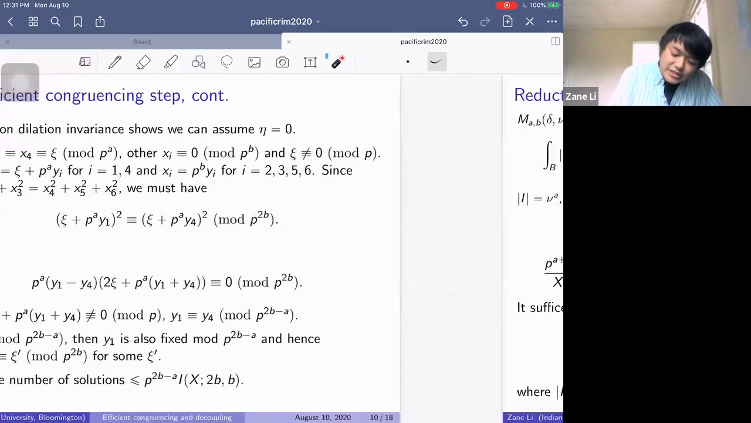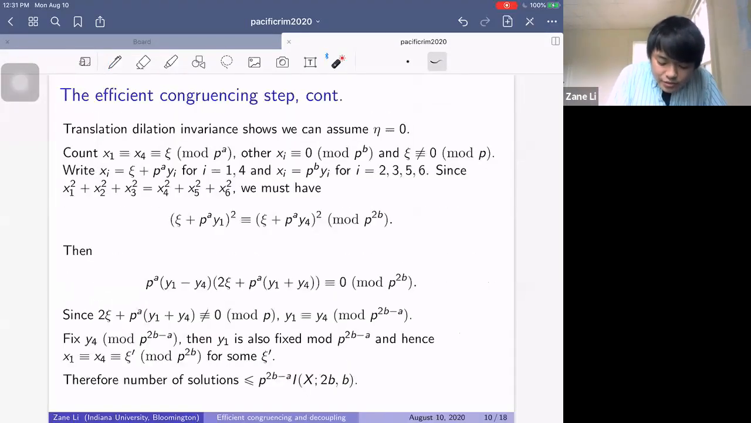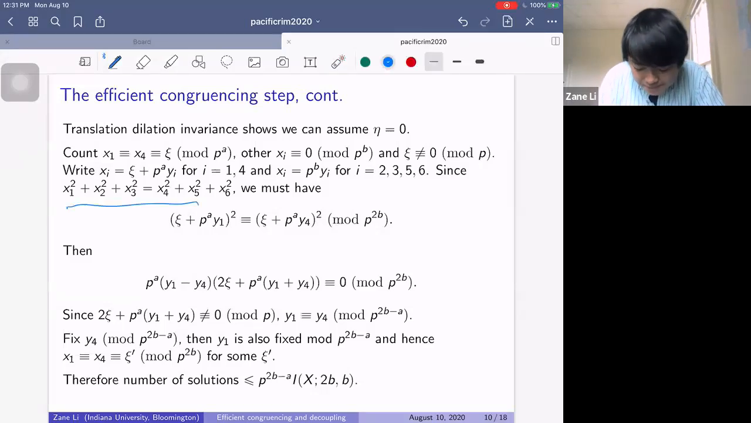So x1 and x4 are congruent to C mod P to the A. We're just going to write them as follows. And for x2, x3, x5, x6, they're congruent to 0 mod P to the B, so we're going to write them as such over here. Okay, since they obey quadratic Vinogradov, the quadratic equation, this is the quadratic equation over here. If I just mod out by P to the 2B, since x2 is 0 mod P to the B, x2 squared is 0 mod P to the 2B.